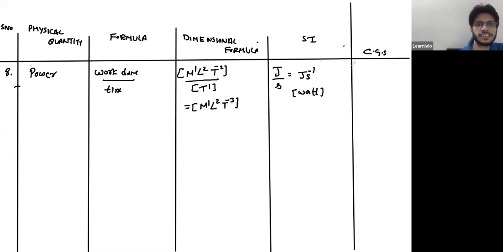Next, you can write the CGS unit as erg per second. The CGS unit of work done is erg, divided by time. Instead of joule, you can use erg. That is the CGS unit.